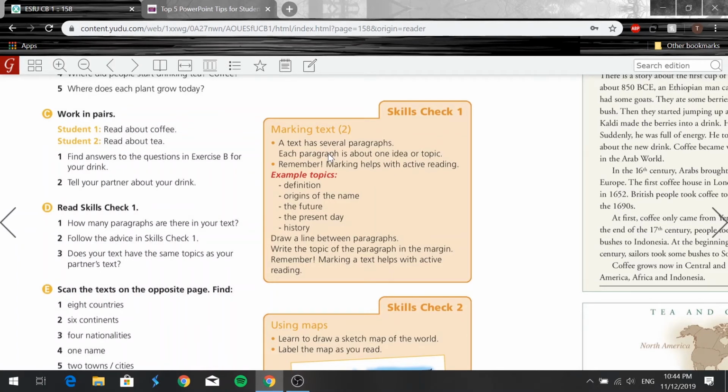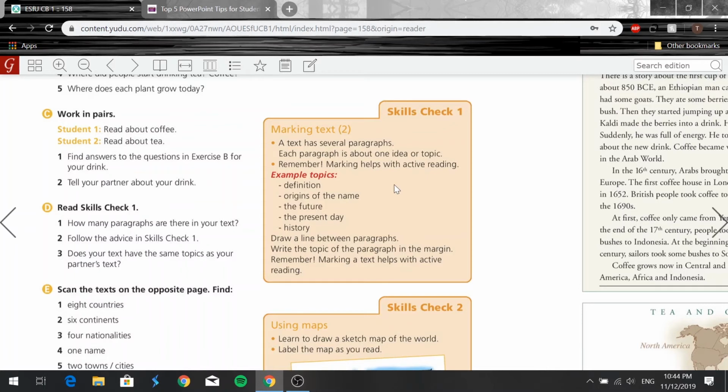Now let's go to skills check 1, excuse me, marking text 2. A text has several paragraphs. Well, we know that. And each paragraph is usually about one idea or a specific topic. Well, you should know that marking helps with active reading, by the way. What are the topics usually about? Well, the topics could be about definition, right? They could be about the origins of the name, like we just saw. They could talk about the future, the present day, or even history.